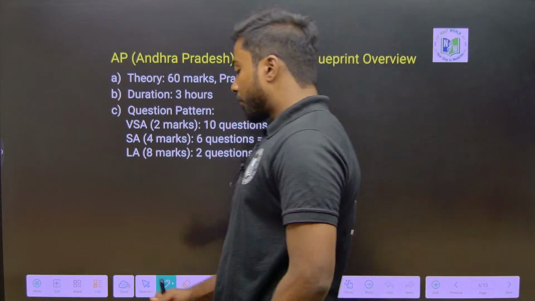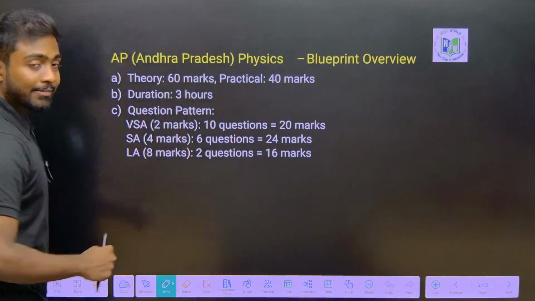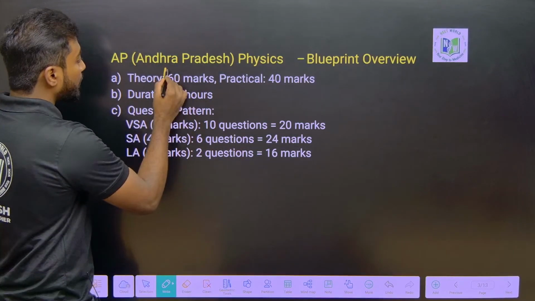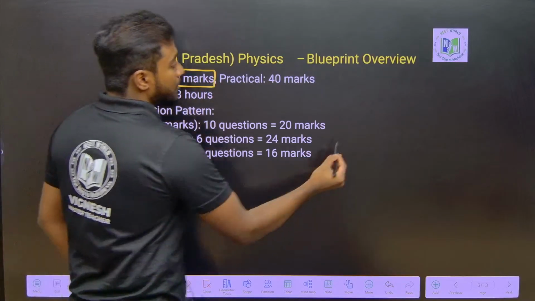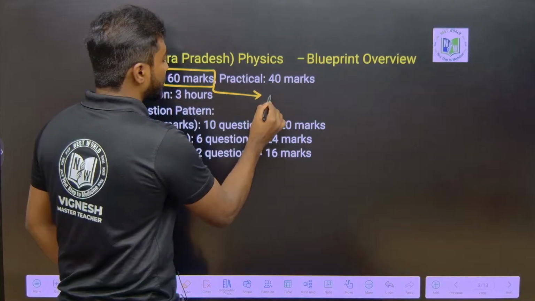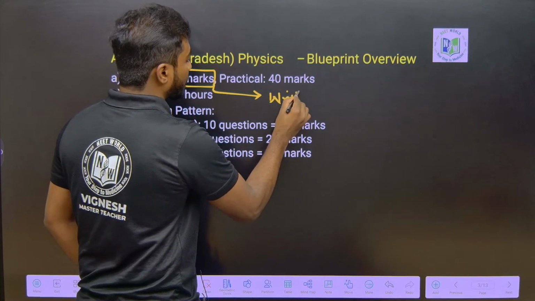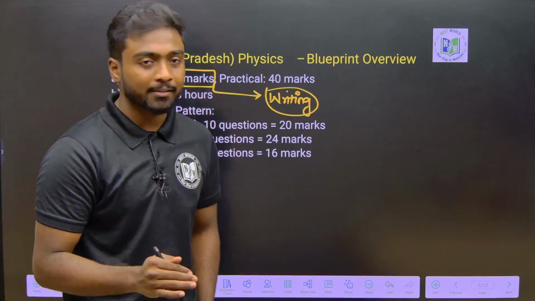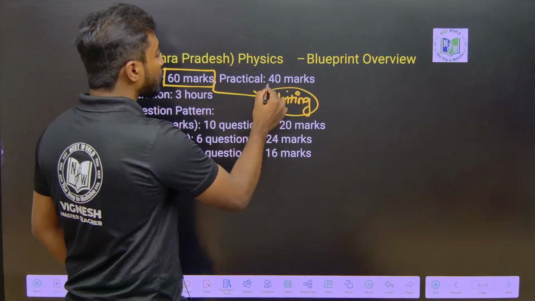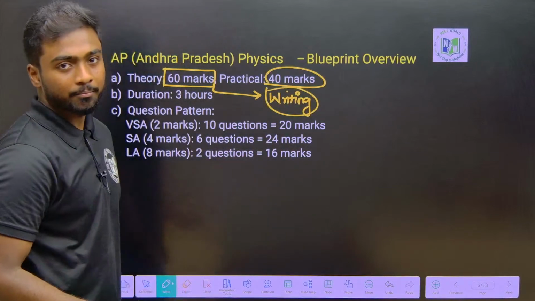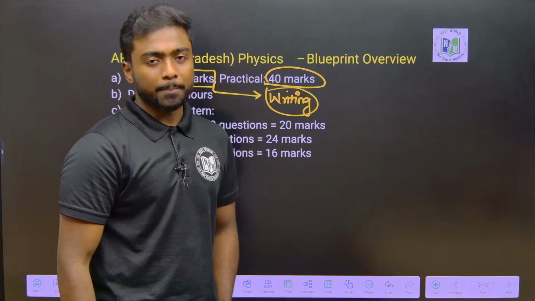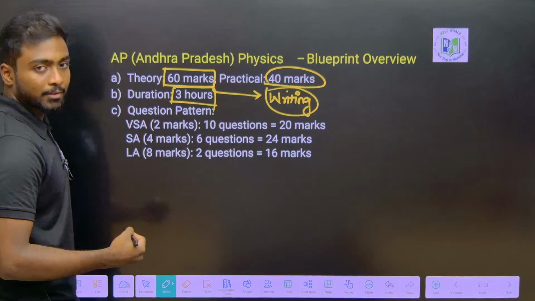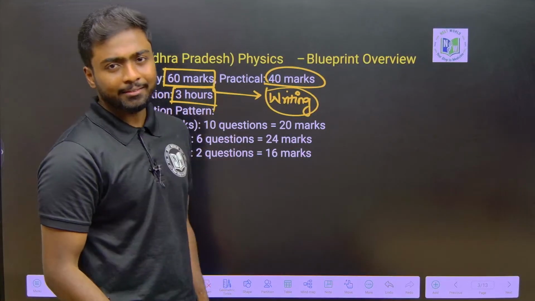First for Andhra Pradesh, that is physics. Blueprint overview: theory is 60 marks and practical is 40 marks. The 60 marks are for the writing session. The remaining 40 marks come under practicals, like lab experiments. The duration of this examination is 3 hours: 60 marks, 3 hours examination.